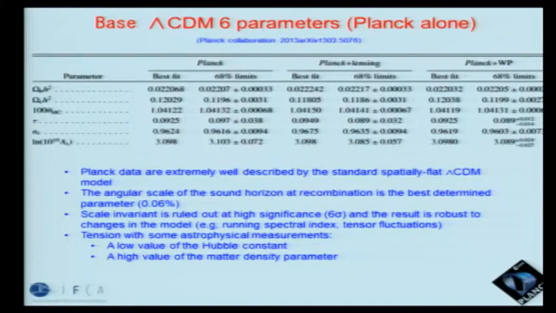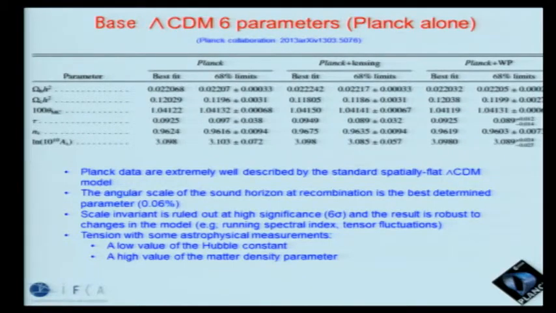So we have here the baryonic physical density, the cold matter density, the angular scale of the sound horizon at recombination, optical depth, scalar spectral index, and the amplitude of the fluctuations. So Planck data are extremely well described by the standard spatially flat lambda CDM model. The best determined parameter is the angular scale of the sound horizon at recombination, which is determined to 0.06%.